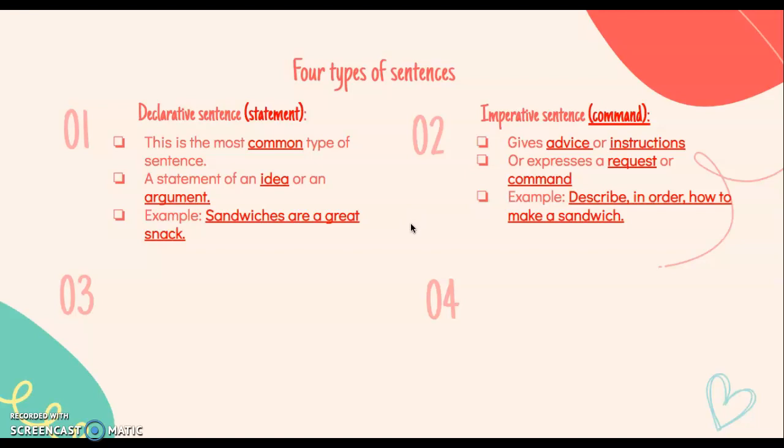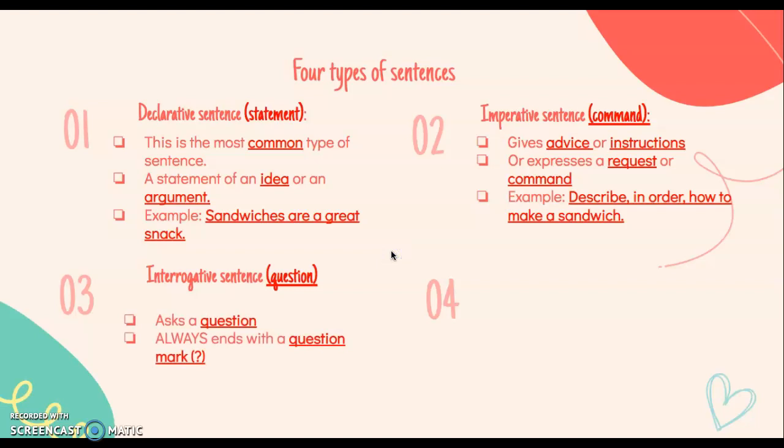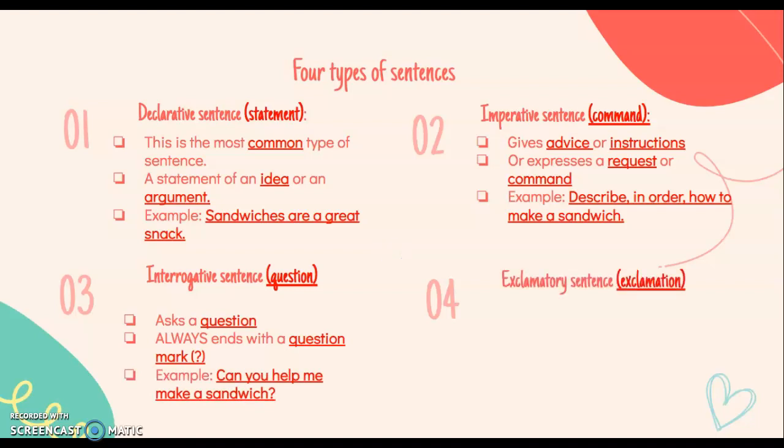All right, the third type of sentence is interrogative sentence, which is a question. It's kind of like an interrogation that like police give. It's like a bunch of questions. So it asks a question. It always ends in a question mark. An example is, can you help me make a sandwich? Go fill that in your Google Slides.